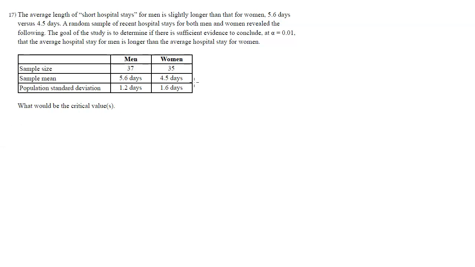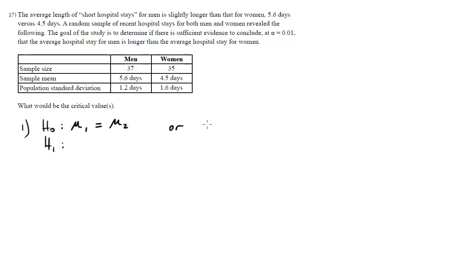Okay, so this is a two-sample test. Let's see what we have here. So step one, as usual, is null and alternative. For two-sample tests, the null hypothesis would be that the first mean is the same as the second mean. The first population mean is the same as the second population mean.